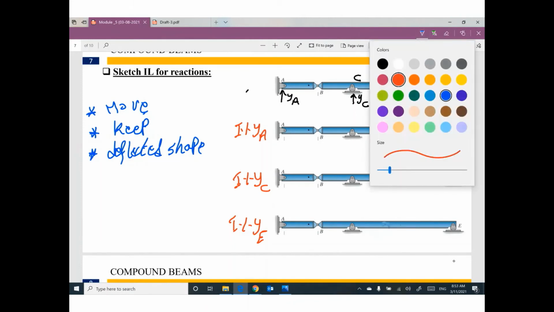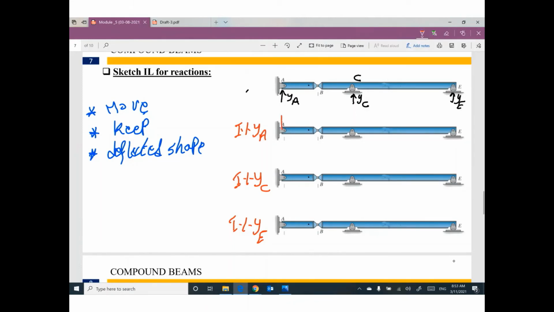To draw influence line for YA, I will move support A up by 1. And I will keep any other support without movement. So this one will not be moved. This one will not be moved. Can you tell me what is the new shape? I believe if this point didn't move and this point didn't move, this part of the beam will not move.